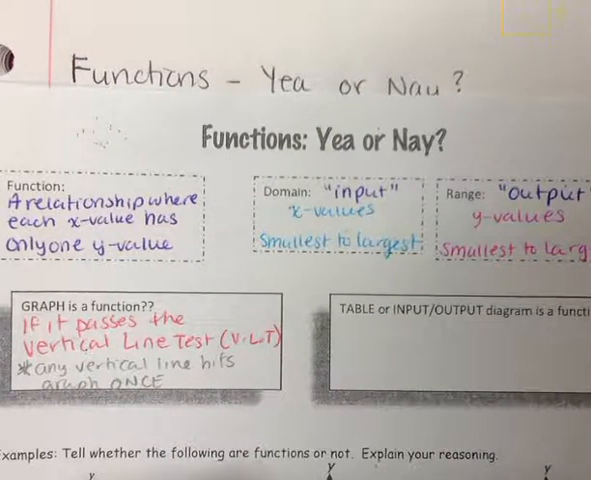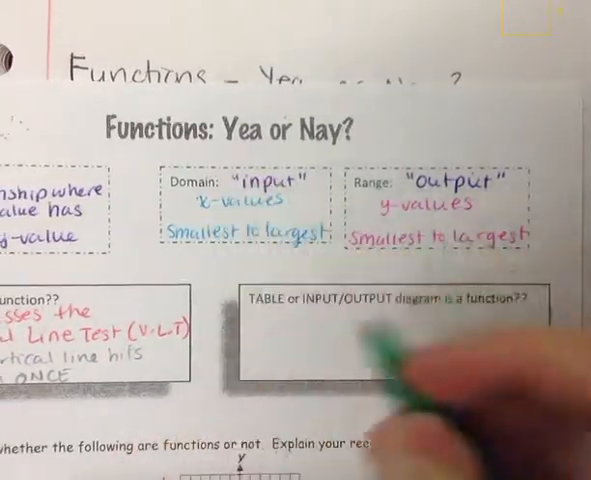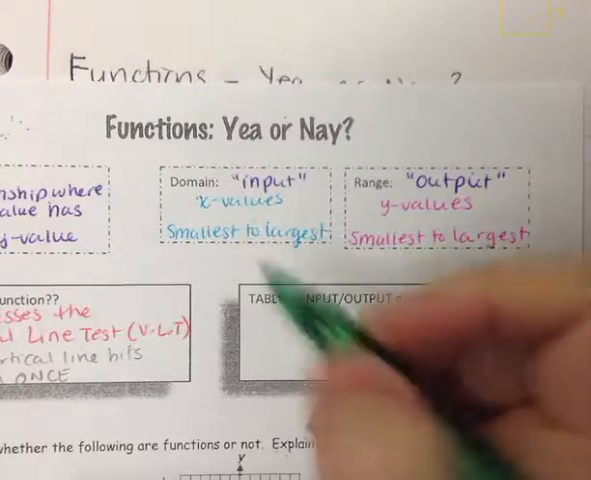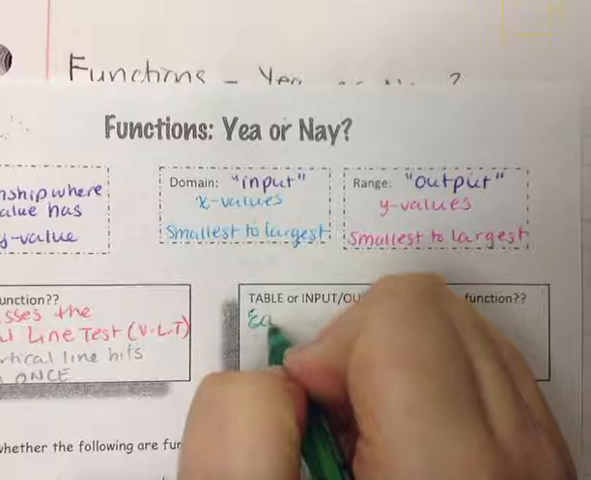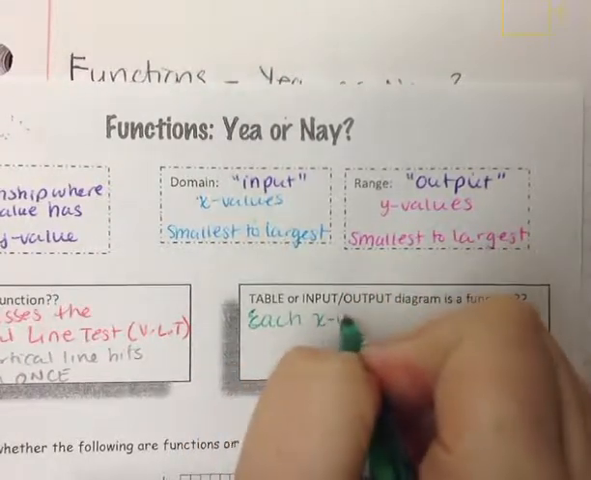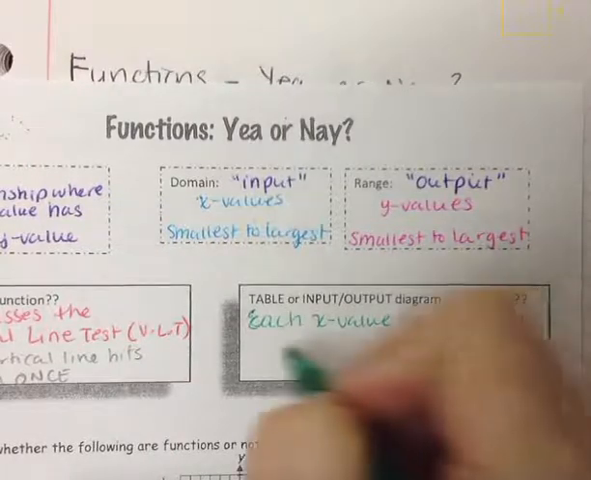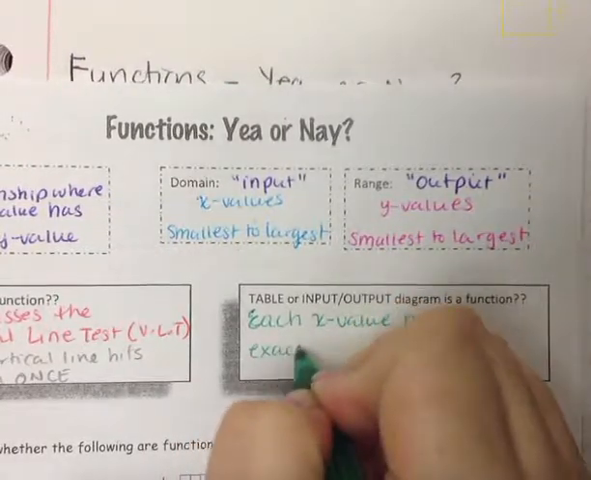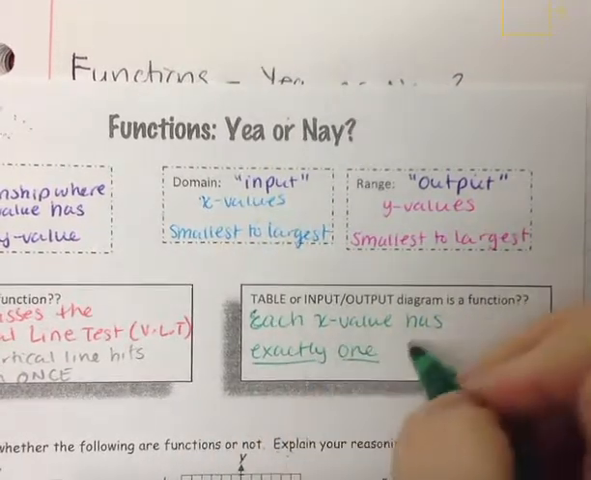To determine if a table or input-output diagram is a function, we again look at each x value or each input value. So each x value has exactly one y value.